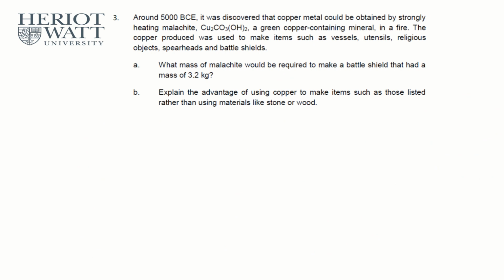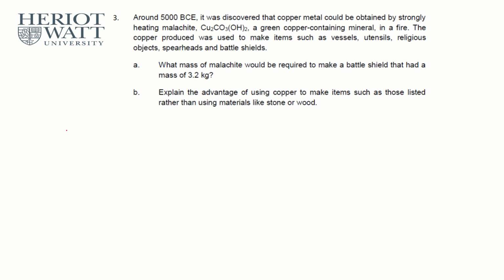Around 5000 BC, and so on. The mineral malachite is given, a green copper-containing mineral. The copper produced was used to make items such as vessels, utensils, religious objects, spearheads, and battle shields. So what mass of malachite will be required to make a battle shield that had a mass of 3.2 kg?